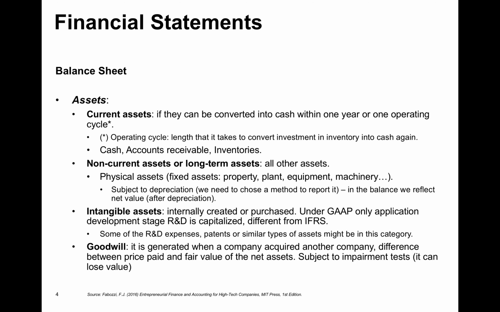Here a first concept comes up: physical assets will have to be subject to depreciation. So we need to have a rule on how we depreciate those assets, because even if they are fixed, even if they are things that the company owns and needs for the long run, they also lose value. They deteriorate with time, and at some point, they have to be renewed.